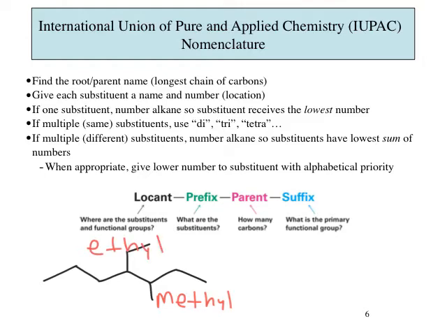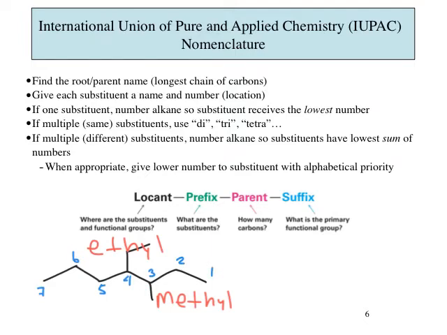The next thing I need to do is number my linear parent. I know it's 7 long, but you want to number this so that your substituents have the lowest combination of numbers. If I number from the left side, 1, 2, 3, my substituents are on carbon 4 and carbon 5. If I number from the right side, my substituents are on carbons 3 and 4, and that's the way you want to number this. So we're going to call this positions 3 and 4 as far as where my substituents are.